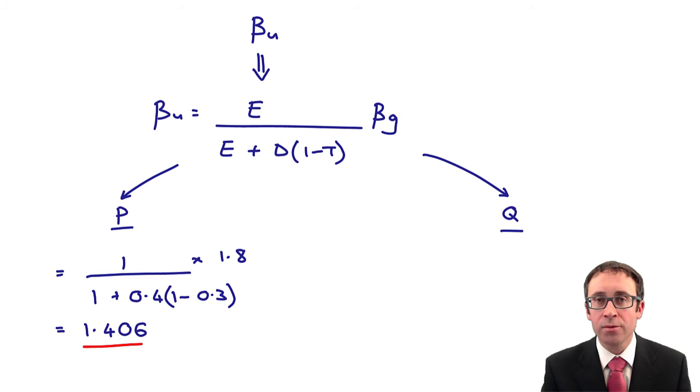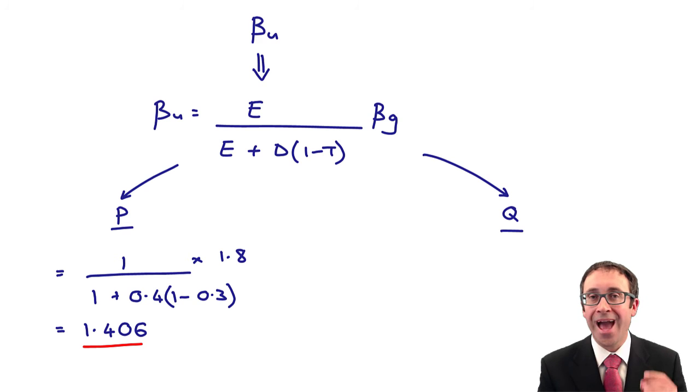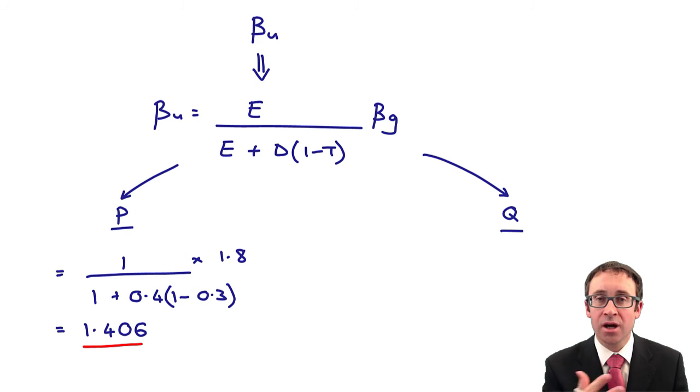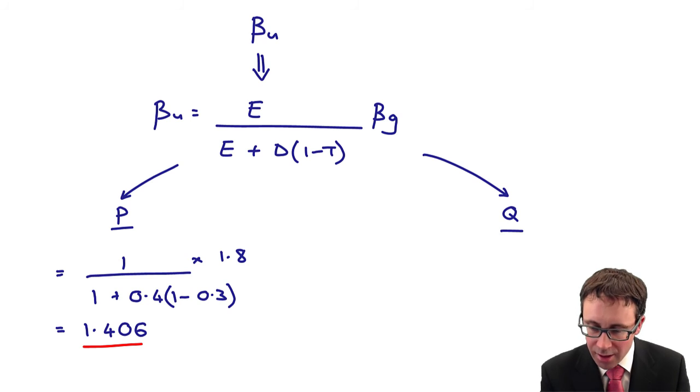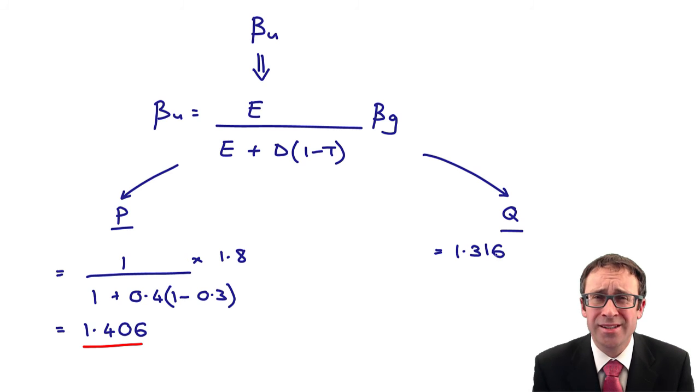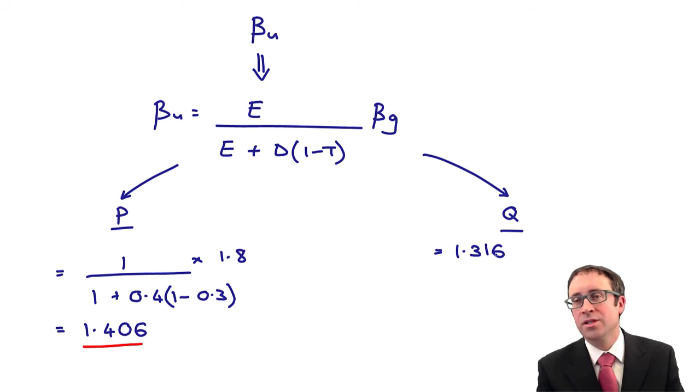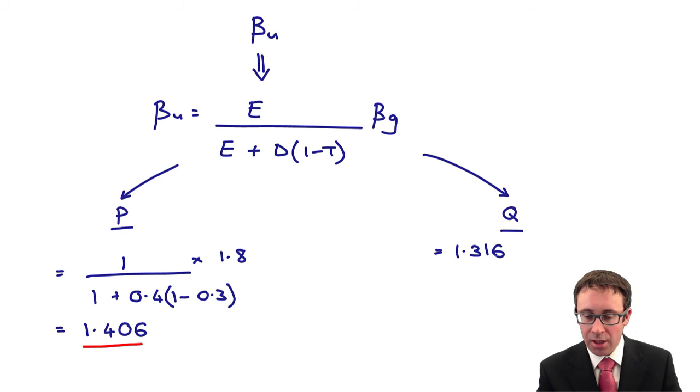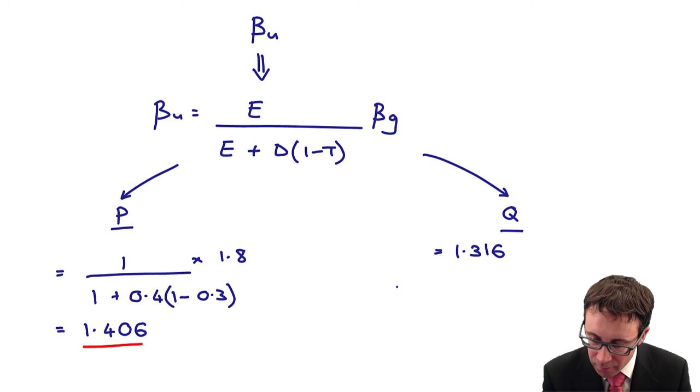In terms of Q, why don't you go through and try and work out the ungeared beta, or the asset beta, for Q. So I would stop the video and then restart it in a moment once you've worked it through. Okay, excellent. Did you stop it? I hope you did. I think you should find that for Q it's 1.316. I've just rounded it to 3 decimal places. I think in the answer it does it to 2. You just need to follow what you have within the exam question. So 1.316. Where did that come from?